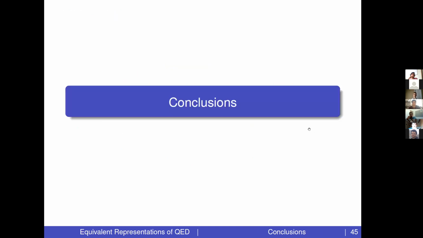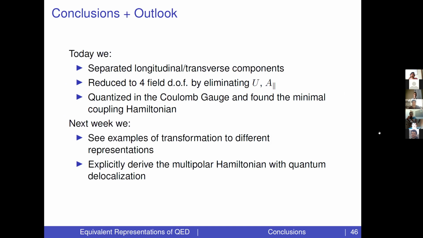Okay, so let me wrap up here. What we saw was that we can very easily, by separating the fields in terms of longitudinal and transverse field components, find a very easy and simplified description of the light-matter interaction. So in particular, we reduce the field degrees of freedom to just 4, which is the minimum possible by simply eliminating the vector, the scalar potential and the longitudinal component of the vector potential.